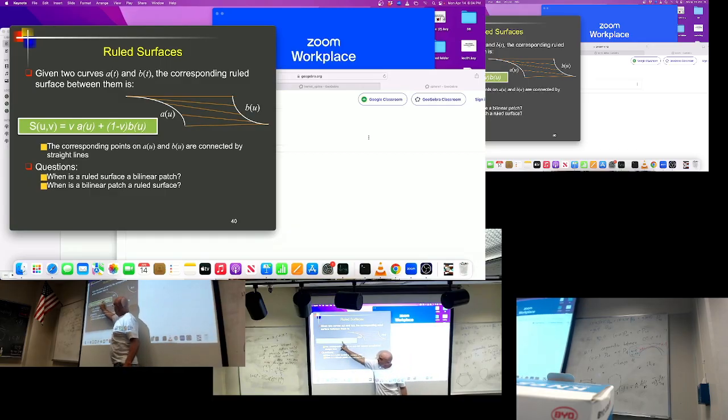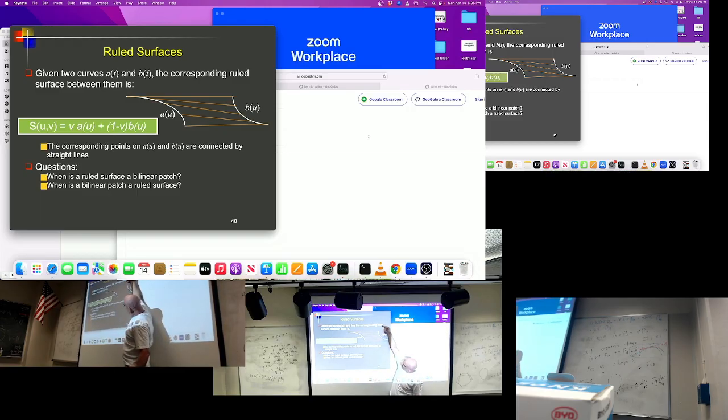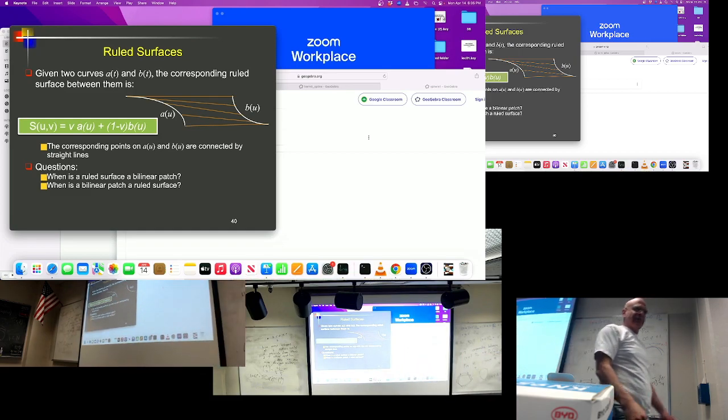Okay, keeping U fixed and changing V, you're connecting the point A of U to B of U. Pick V to be 1, say, and you have a point that is moving along this curve. Putting U to 0, you have a curve that moves along this curve. And that can give rise to a lot of geometric shapes, like architecture really likes it.